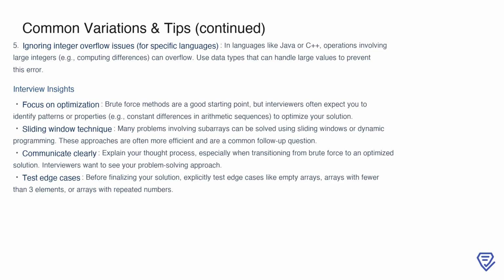Optimization is critical. While brute force methods are a good starting point, interviewers typically expect you to find patterns, such as the constant differences in arithmetic sequences, and optimize your solution accordingly. Techniques like sliding windows or dynamic programming are often preferred for their efficiency and may be part of follow-up questions. Clear communication is also key. As you transition from a brute force approach to an optimized solution, make sure to articulate your thought process clearly. Finally, testing edge cases is a must before you finalize your solution. Explicitly consider scenarios like empty arrays, arrays with fewer than 3 elements, or arrays with repeated numbers to ensure robustness.